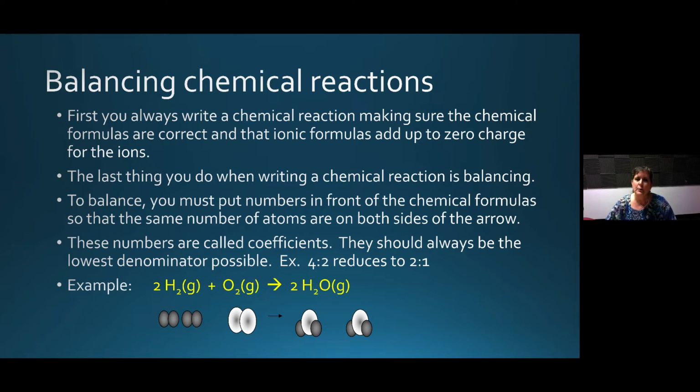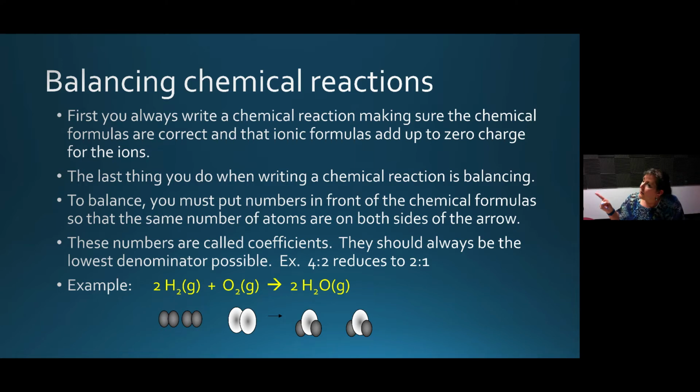To balance, you put numbers in front of the chemical formulas so that you have the same number of atoms on both sides, like we talked about. These numbers are called coefficients. They should always be the lowest denominator possible. For example, if you have a 4 and a 2, both of those can be divided by 2 or reduced to a 2 and a 1. So always reduce your coefficients to the lowest denominator possible.